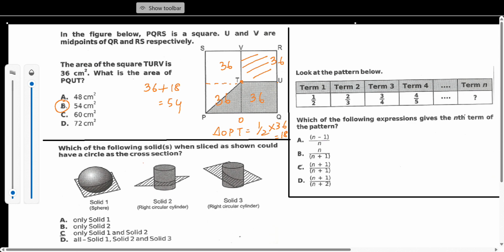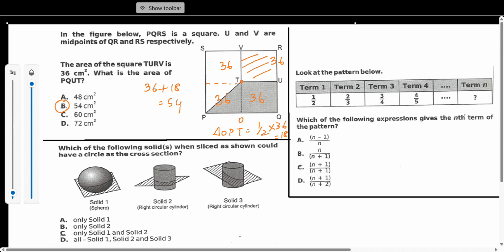Going to the question on the right, there is a particular pattern. We have term 1 through term 4 and then term n: 1/2, 2/3, 3/4, 4/5. They are asking which is the expression for the nth term. We know that for arithmetic and geometric sequences, we have specific formulas that straight away give us the nth term. But certain special cases do not fall in the general category. You will have to just come up with the formula by means of speculation. We'll have to analyze, see the trend and try to come up with a formula.